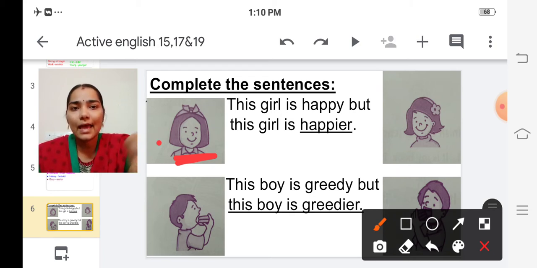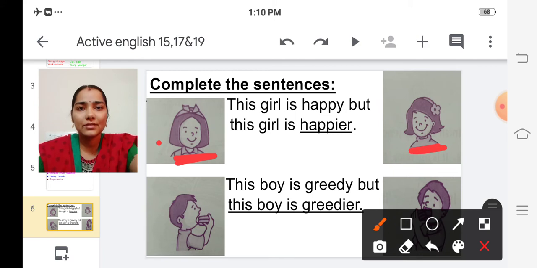This girl is happy, but this girl is happier because this girl smiles a lot more than this girl, isn't it? So, happy, happier. The comparative adjective of happy is happier.